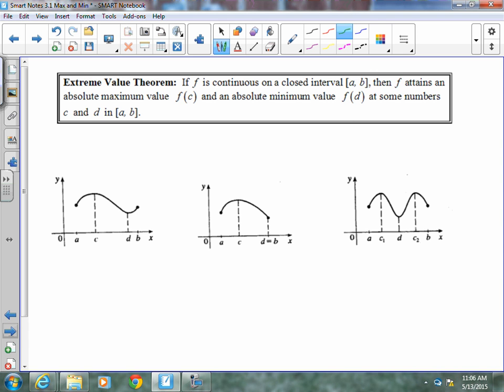Extreme value theorem says if f is continuous on closed interval with endpoints at a and b, that's what it means, closed circles at a and b, then f attains an absolute maximum and an absolute minimum value at some numbers c and d in AB. So as long as we have endpoints and it's continuously connected, there will always be a max and a min. There will always be a max, in this case 2, because they're at the same height, and a min.